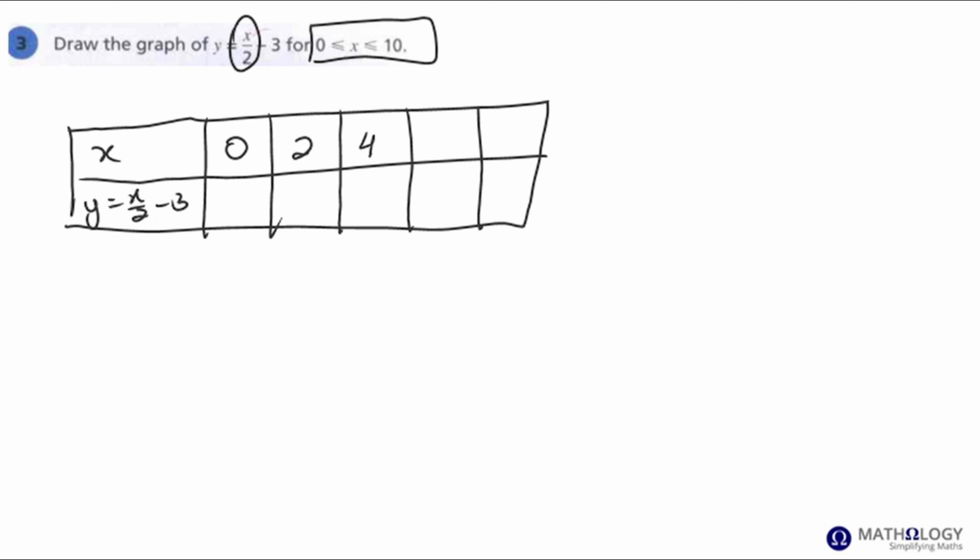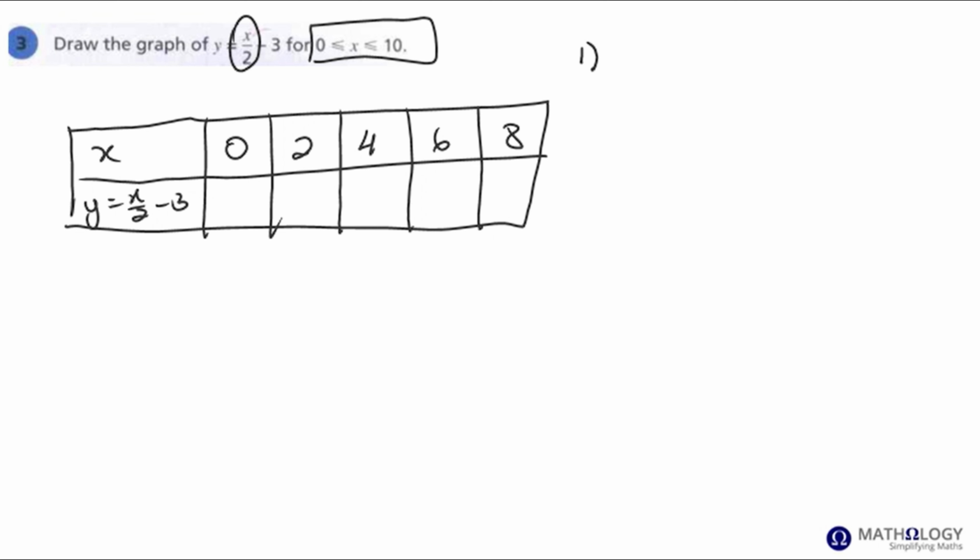Then we're going to use 4. Then we're going to use 6. And then we're going to use 8. You can use 10 if you like. It's not going to make a difference. We've got 5 points here, and that's all we need for the straight line graph. So it's just a suggestion that you use these even values of x because we're dividing by 2, which means we're going to get an integer value for y.